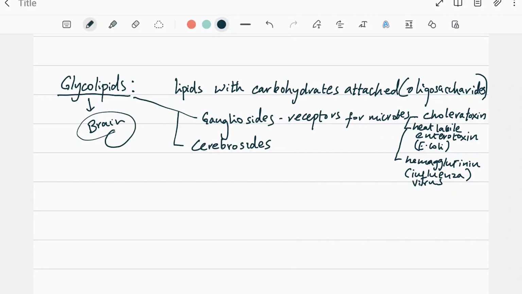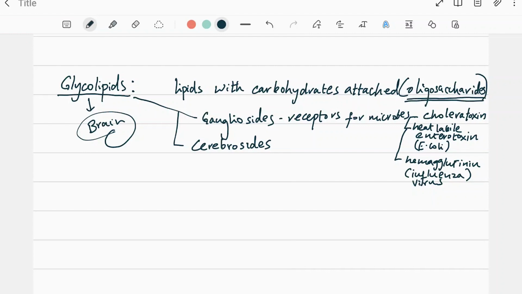Let's speak about glycolipids. If we remember, the cell membrane is composed of 3% carbohydrate. So 3% carbs. These carbohydrates are either bound to lipids or to proteins. We'll talk about the component of carbohydrates which are bound to lipids, and those are called glycolipids. Glycolipids are lipids with carbohydrate moieties attached to them, and usually they'll be oligosaccharides.